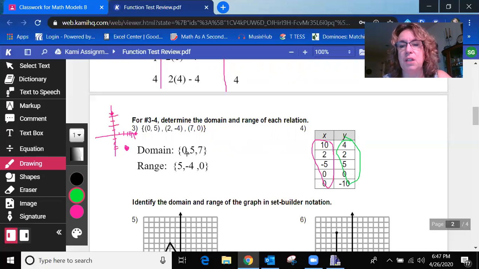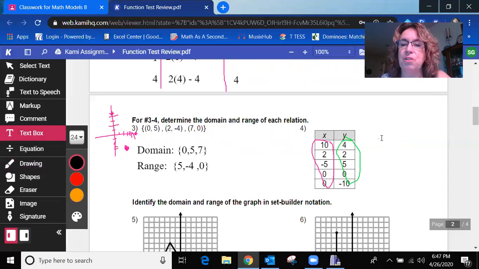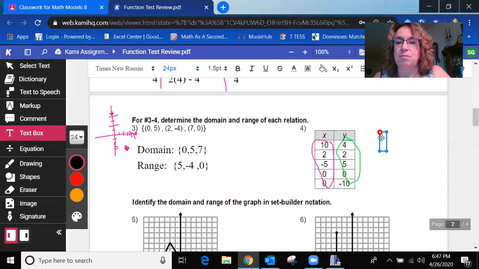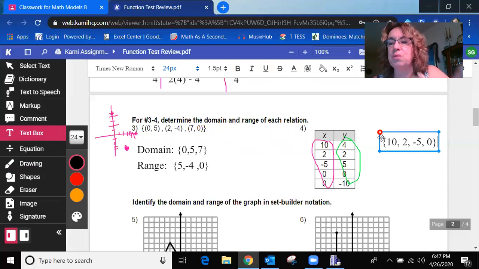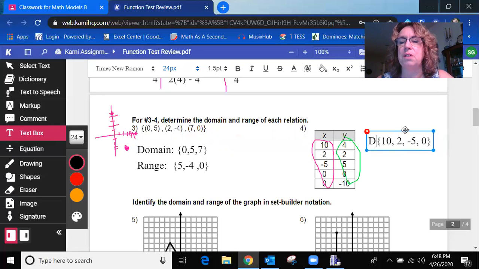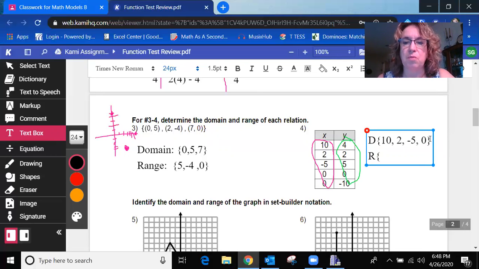Number 4 would have 10, 2, -5, and 0. Well, maybe you should see that because I want to make sure you know you don't type them in separate. So there's 10, 2, -5, 0. I don't type the 0 twice. It's already in there. You don't have to put it in again. So that's the domain. And when we're doing this, sometimes I just put D for domain, especially when you're running out of room. And R for range. Range would be these numbers: 4, 2, 5, 0, -10.